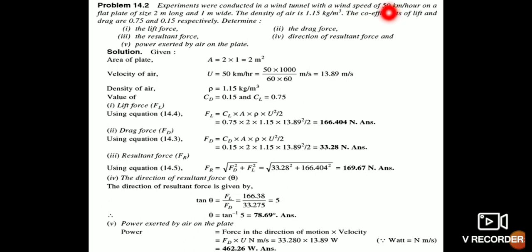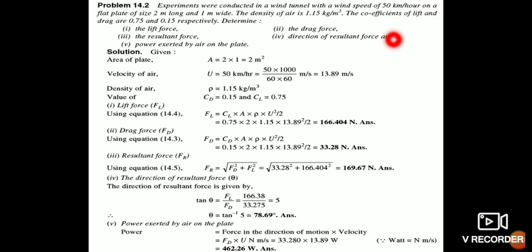On a wind tunnel with a wind speed of 50 km per hour. So capital U is given as 50 km per hour, which we convert again into 13.89 m/s, like the previous numerical. A flat plate of size 2 meter long and 1 meter wide is there, a rectangular plate, so the area is 2 into 1 equal to 2 meter square, and the density of air rho is given as 1.15.